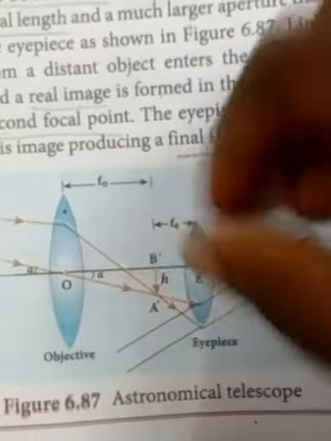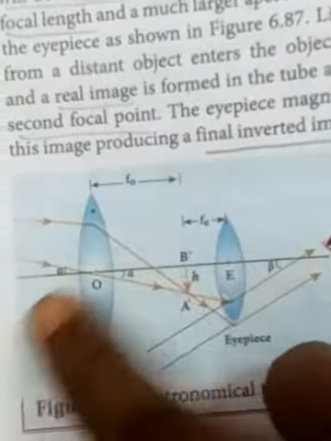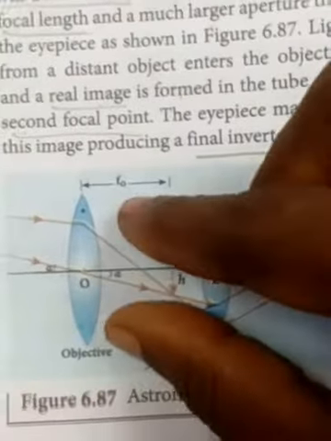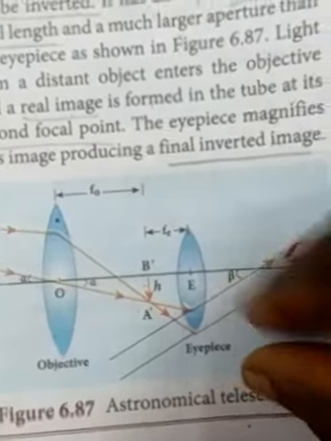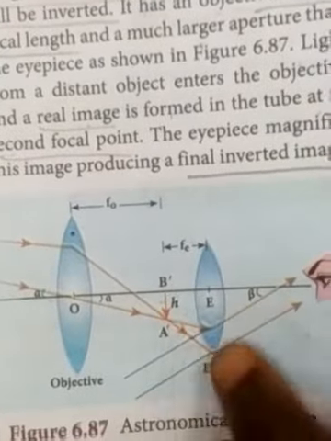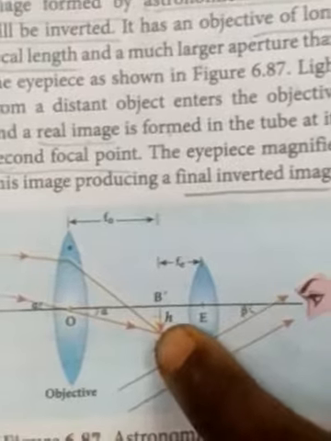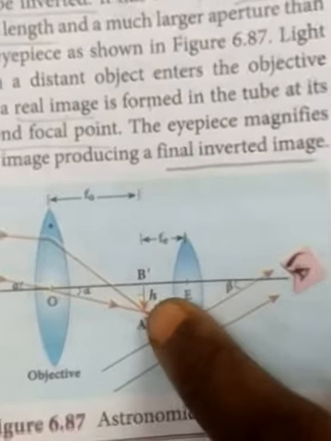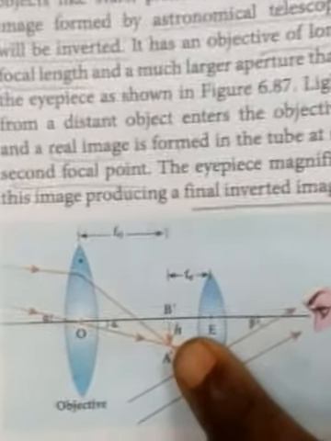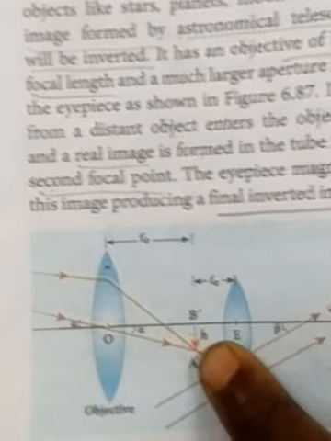Next, what happened here: the first ray and the second ray, both refracted rays, meet at one point. At that point they create an inverted image.